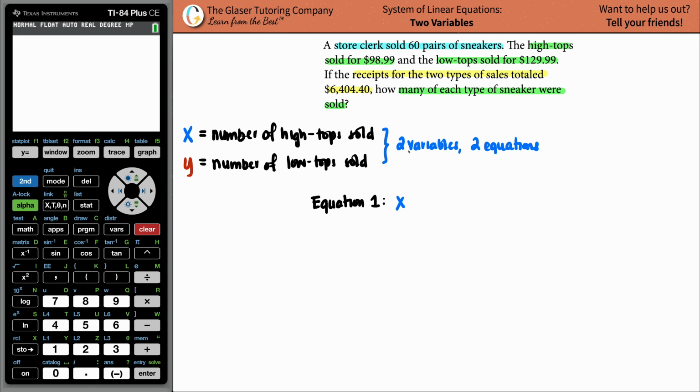The number of high tops sold plus the number of low tops sold must equal 60 total pairs of sneakers. So your first equation is done.